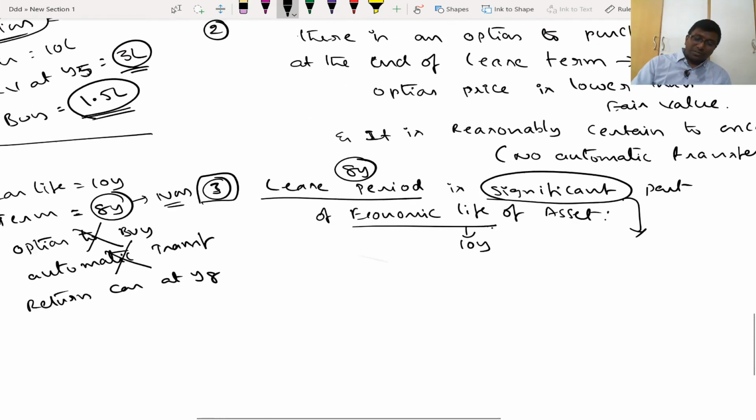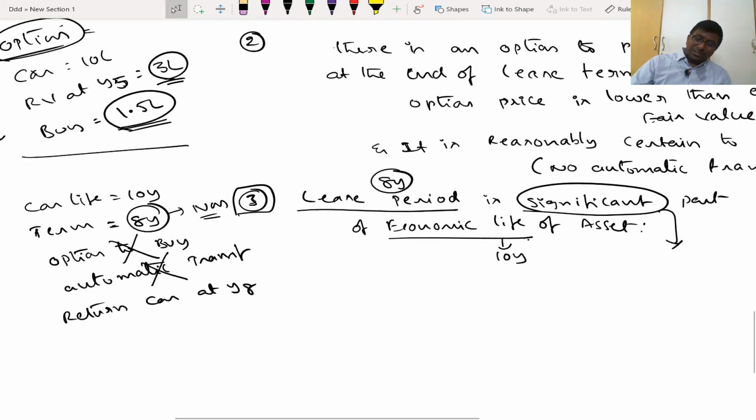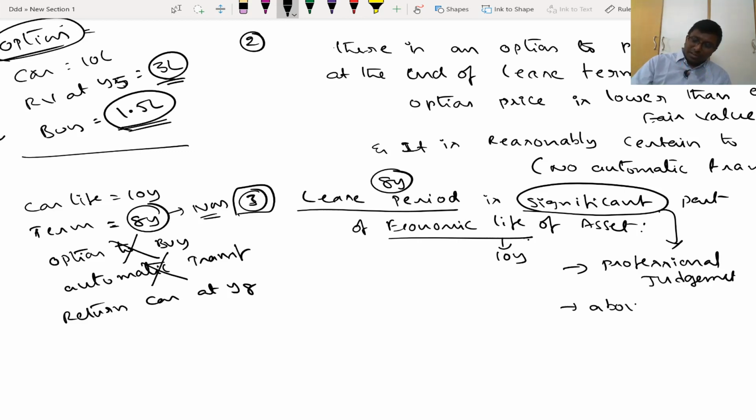Sir, what is significant? See, what is significant, they did not tell obviously. It's a professional judgment basically. It is a professional judgment. Okay, right. Generally I am telling you, not that the standard has given, above 75% can be considered as significant.